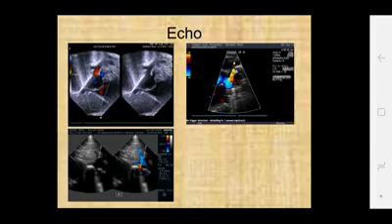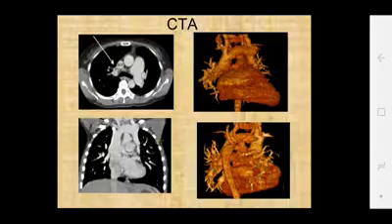This is some echo images. Maybe it's actually video clips, but it will not move. But anyway, the first image to the right here is the drainage to the superior vena cava. The other one is vertical vein with obstruction, and the other one is infracardiac type.